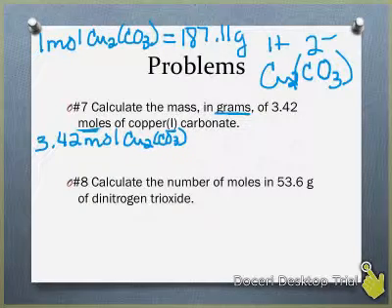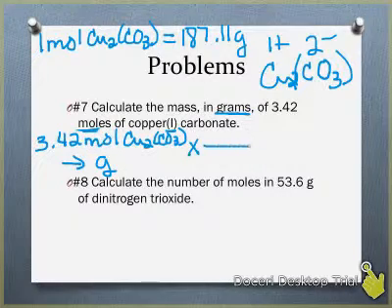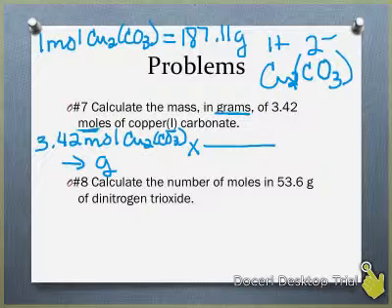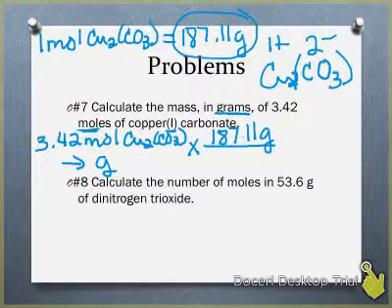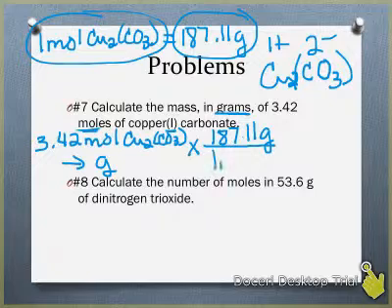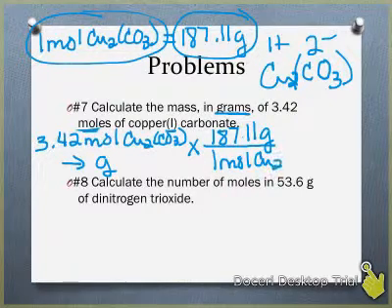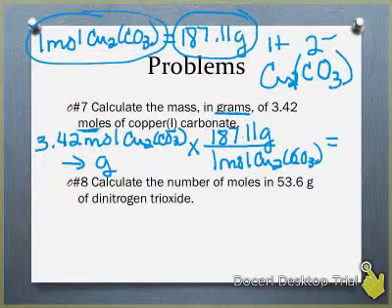And then until we get good at this, we're going to write down where we're going. Where are we going? To grams. Then I need a conversion factor. I put the unit I want over the unit I have. What unit do I want? Grams. So I'm going to use the right side of my conversion factor. So 187.11 grams. What unit do I have? Moles. So I'm going to use the left side. So 1 mole of copper carbonate. And then all I have to do is put this in my calculator, right? So 3.42 times 187.11.